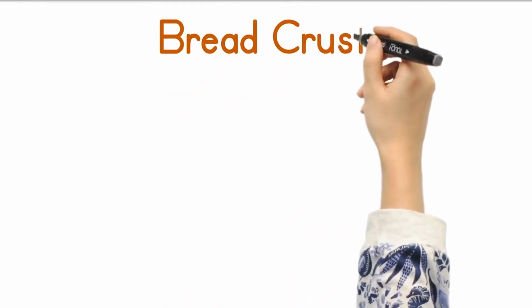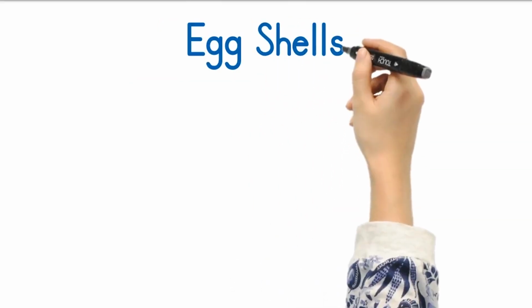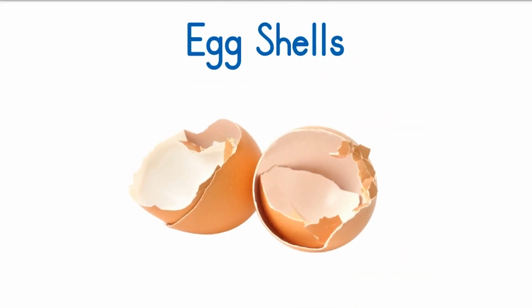Bread crust. Some people eat the crust. Some people don't. Egg shells. We cook the egg, but we throw away the shells.